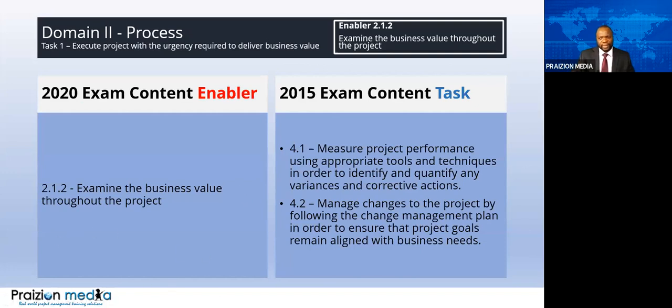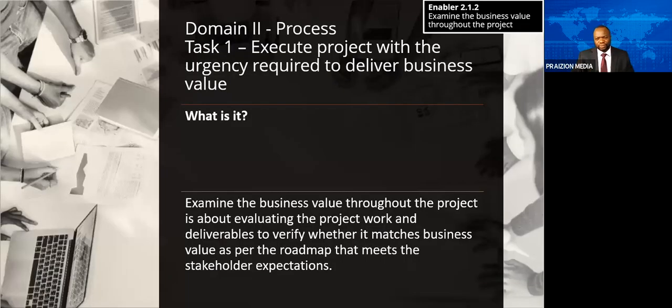If you examine the business value throughout the project, you see how value is being disseminated. You see how value is being given from previous iterations. And it needs to be something that you constantly do. So, examine the business value throughout the project is about evaluating the project work. So as you're getting the work done, you're looking and asking questions regarding the project work to verify whether it matches business value as per the roadmap that meets stakeholder expectations.